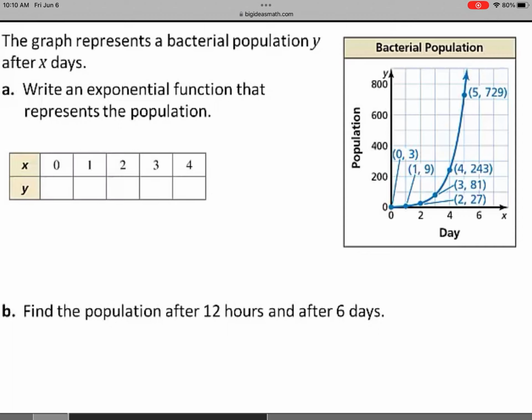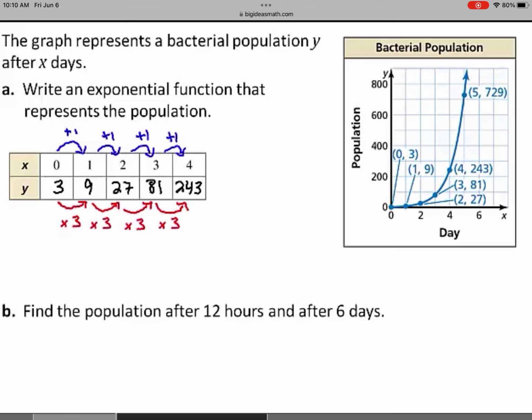You can see from the graph that when x equals 0, y equals 3, when x equals 1, y equals 9, when x equals 2, y equals 27, when x equals 3, y equals 81, and when x equals 4, y equals 243. As x increases by 1, y increases by a factor of 3.